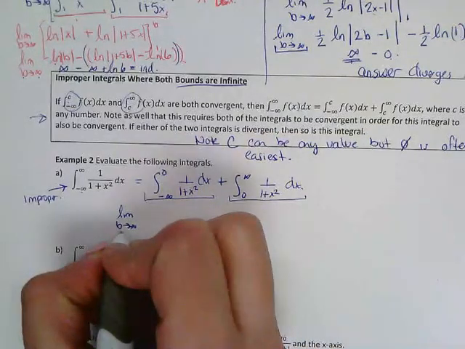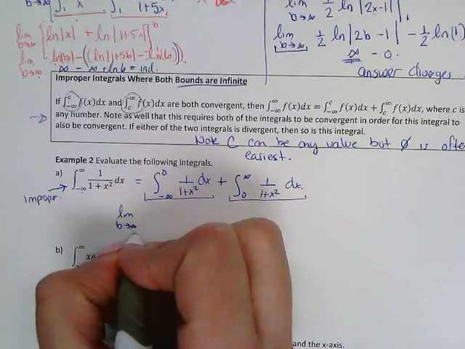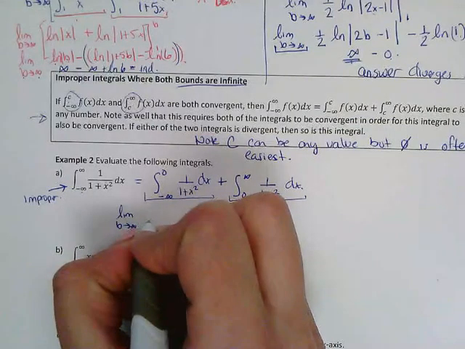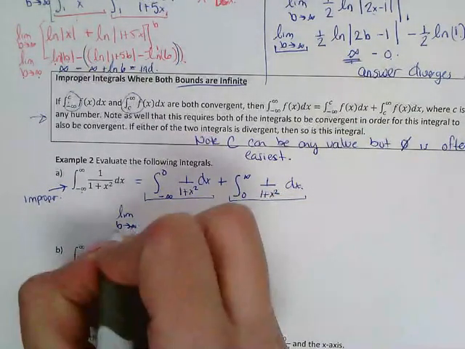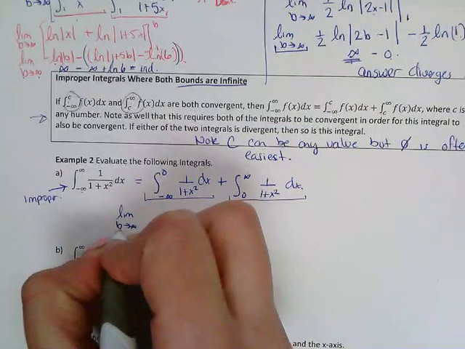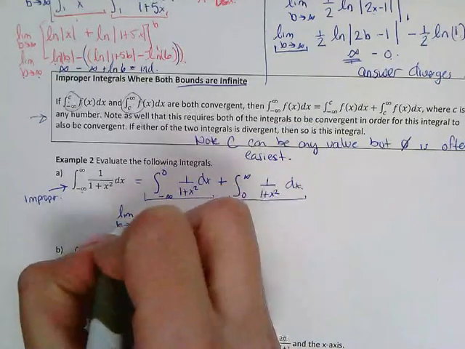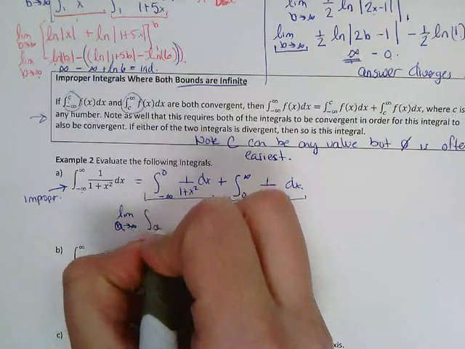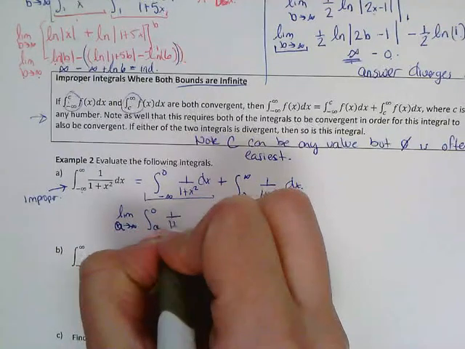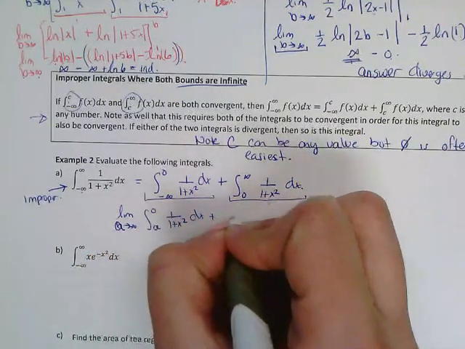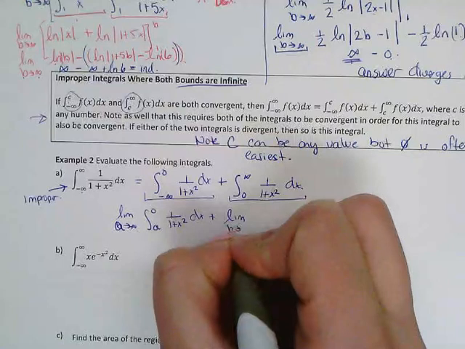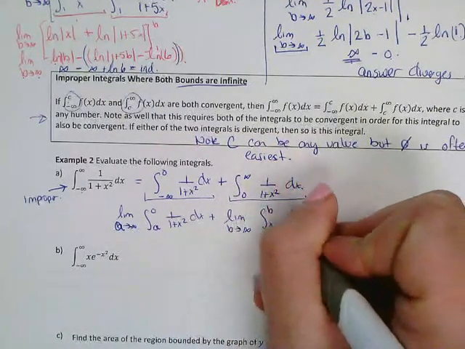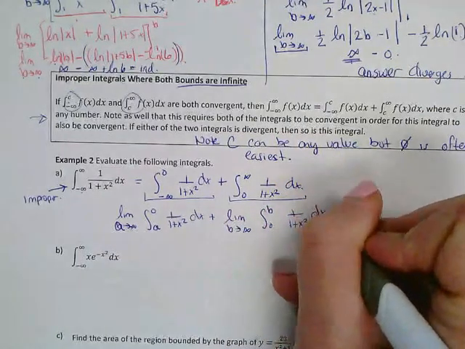Alright, so the limit as b approaches negative infinity. And actually we may want to change from b's to b's and a's. So if this first part, let's make it the limit as a approaches negative infinity of the integral from a to 0 of 1 over 1 plus x squared dx, plus the limit as b approaches infinity here of the integral from 0 to b of 1 over 1 plus x squared dx.